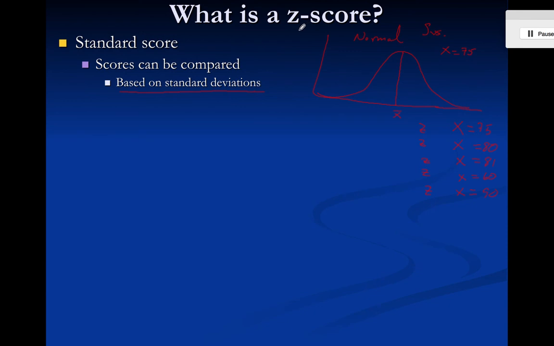A z-score is a standardized score because this distribution is standardized because of the mean and standard deviation that we're working with. Okay, so it's based on that aspect. And essentially, it's going to give me a way to know people's performance in terms of the mean, based on the number of standard deviations.